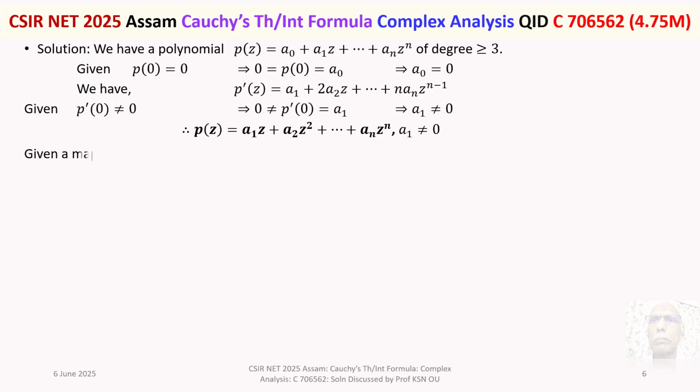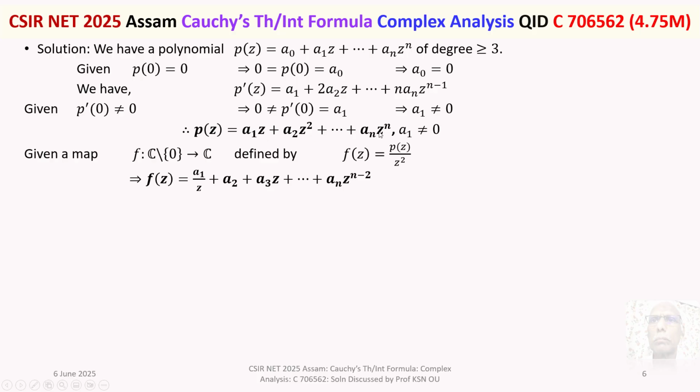Agreed. Now, we are given a map F from the set of non-zero complex numbers to C defined by F of Z is equal to P of Z by Z square. That is, F of Z is equal to, write P of Z by Z square. Then it will be A1 Z by Z square, that is A1 by Z, A2 Z square by Z square is A2, A3 Z cube by Z square, A3Z, plus so on and so forth, plus AN Z to the power of N minus 2.